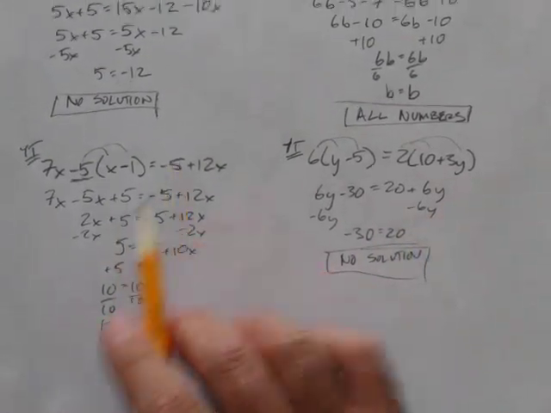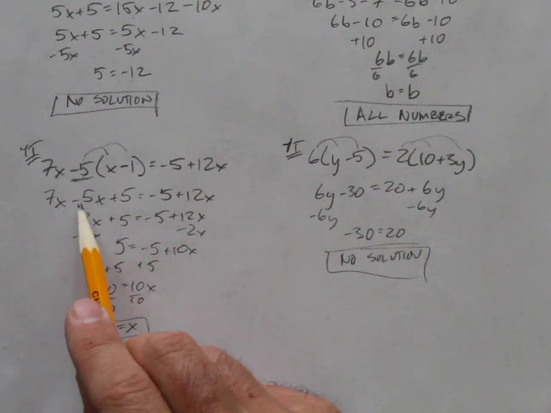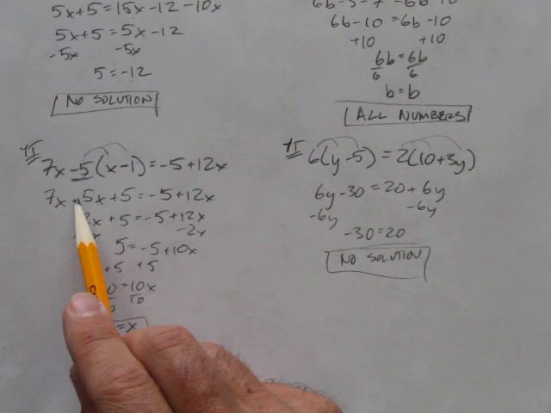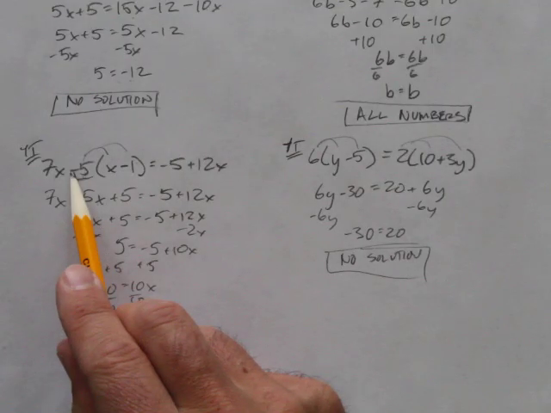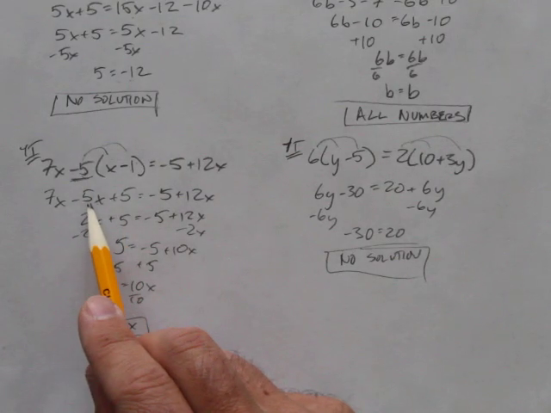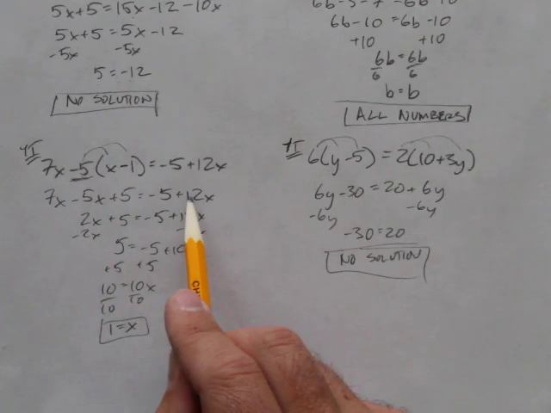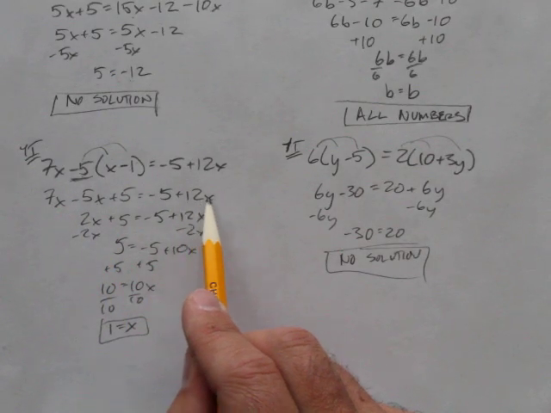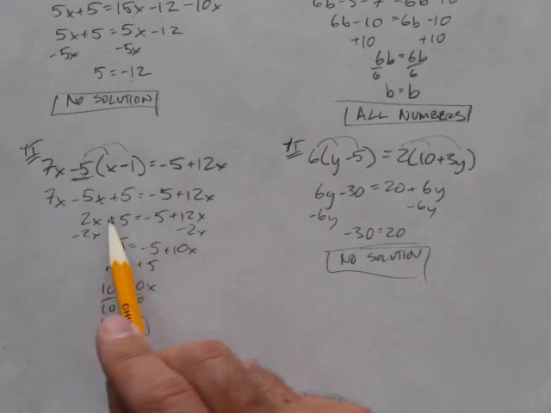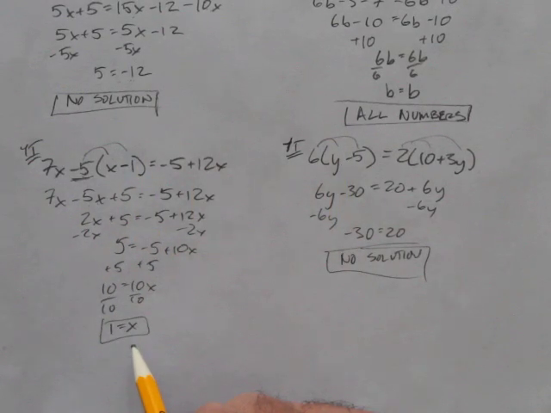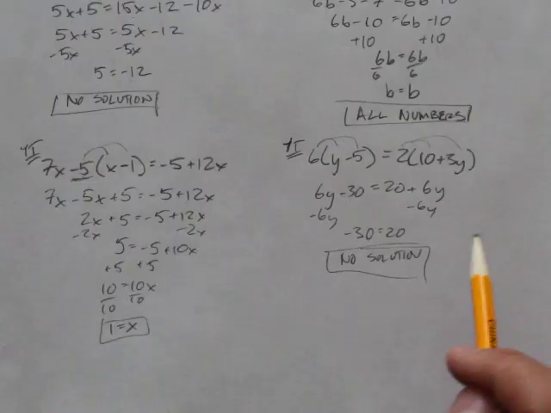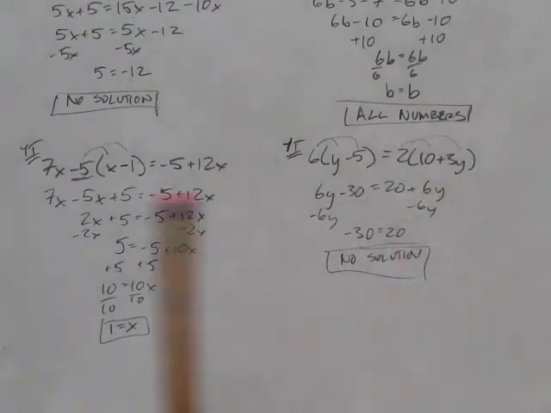Now, in this case, if I would have written this down correctly and I would have put plus 5 here, you would have ended up with -5 and 12x on this side, and they would have been equal. You would have gotten all numbers. But Mr. V wrote it down wrong. Sorry.